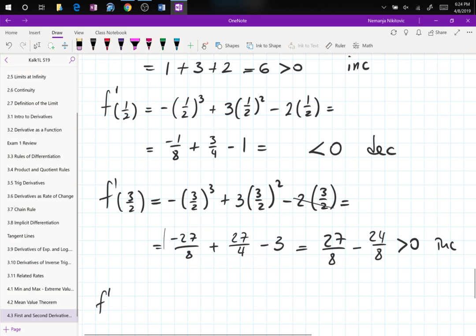So f prime of 3, which is negative 3 cubed plus 3 times 3 squared minus 2 times 3, and that's clearly less than 0 because these guys cancel. So this is negative 6, which is less than 0, so decrease.